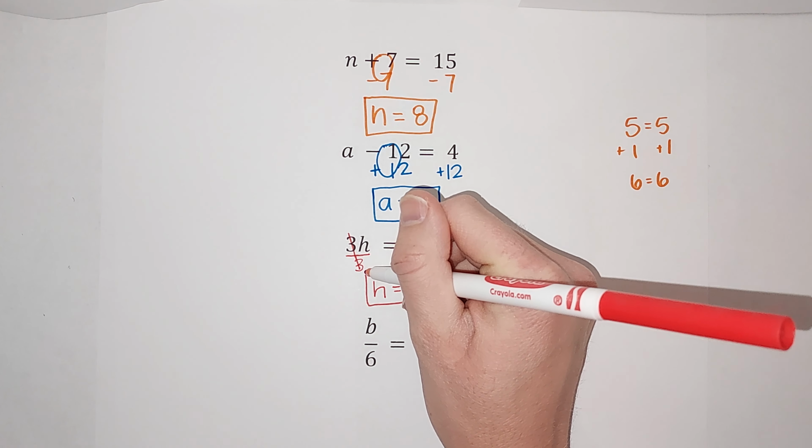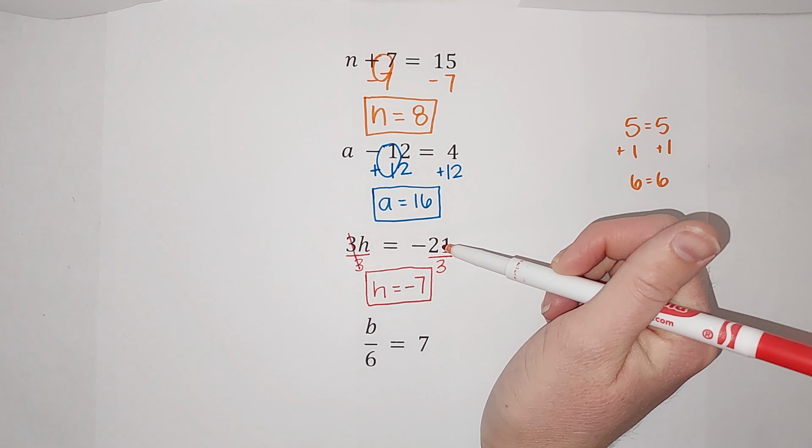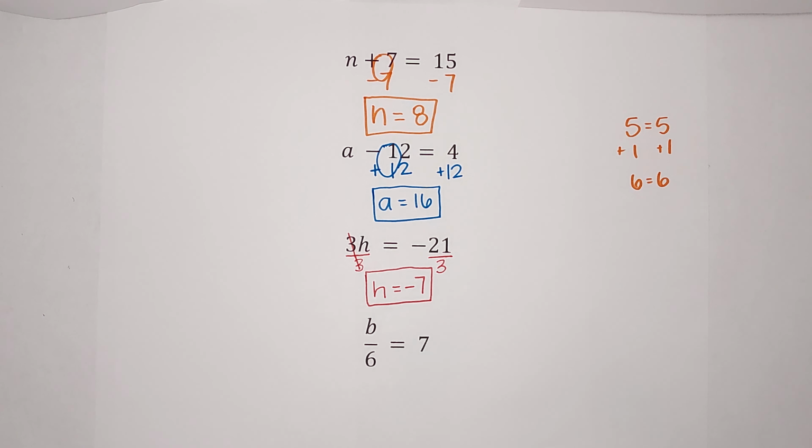And then we can always plug it back in. Is 3 times negative 7 equal to negative 21? Yes, it is. Okay. All right, last one.